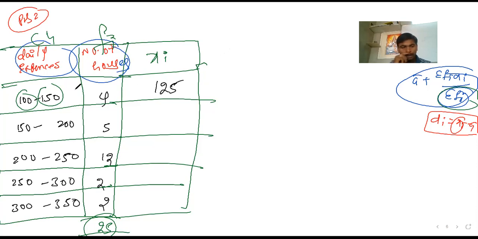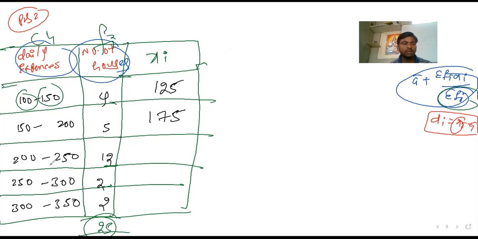Clear, right? 100 plus 150 is 250, 250 by 2, how much? 125. Next, how much value do you have? 350. 200 plus 150 is 350. 350 by 2 you have to put. So how much is the answer? 175.